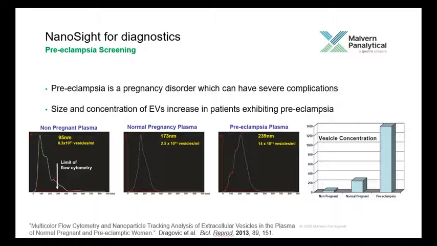NanoSight for diagnostics. Preeclampsia is a pregnancy disorder which can have several complications, but it's difficult to diagnose at early stages when treatment would be most effective. Presented here, research by Dragovic shows that size and concentration of microvesicles increases during pregnancy and even more in patients exhibiting preeclampsia.